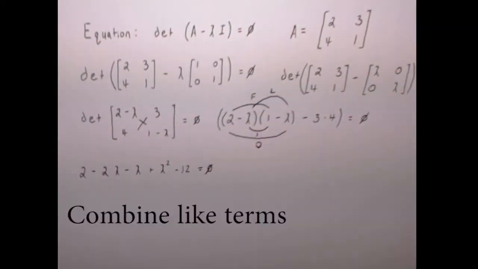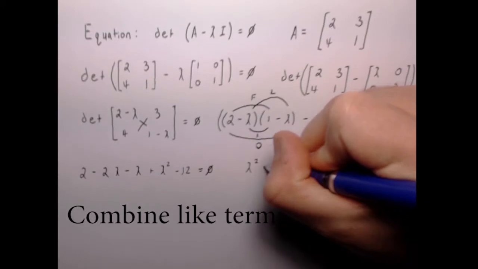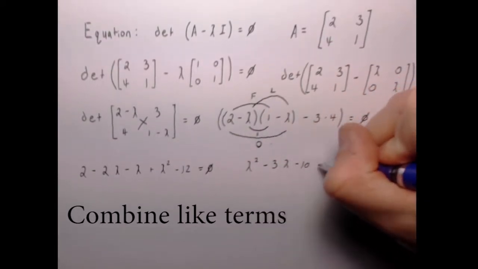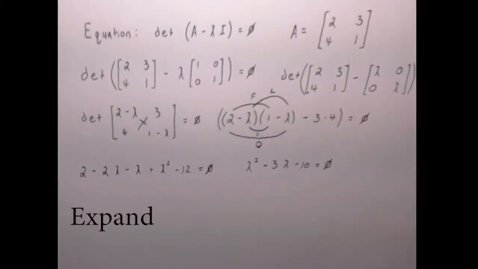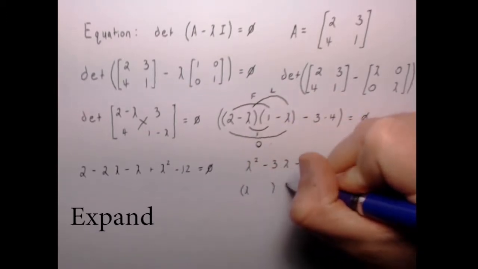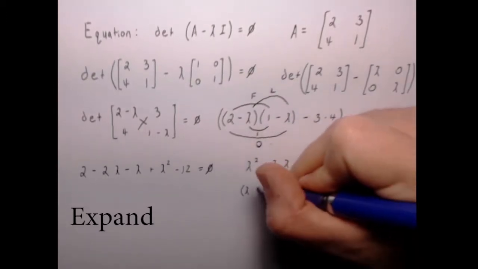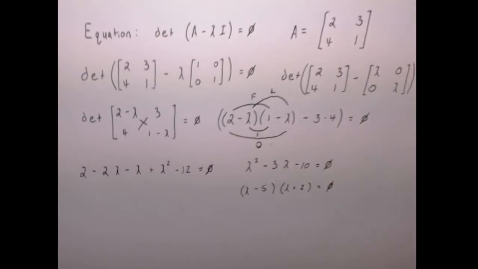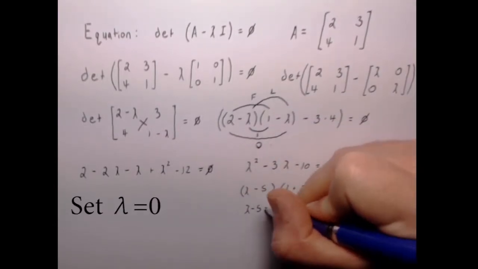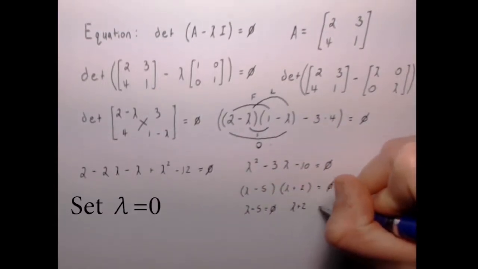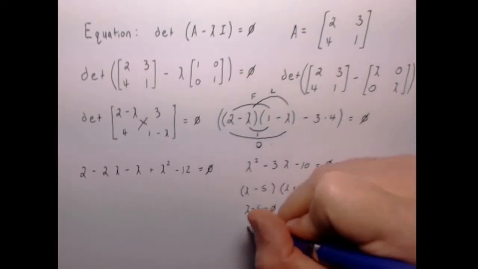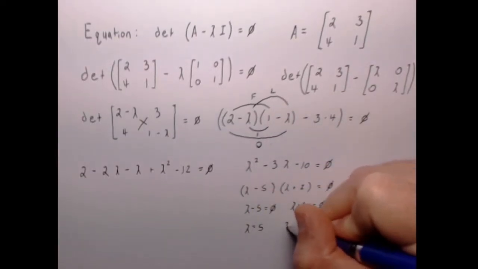After we simplify our math, we're left with the following equation. We'll now need to expand these terms. And we'll set them equal to 0, giving us lambda equals 5 and lambda equals -2.